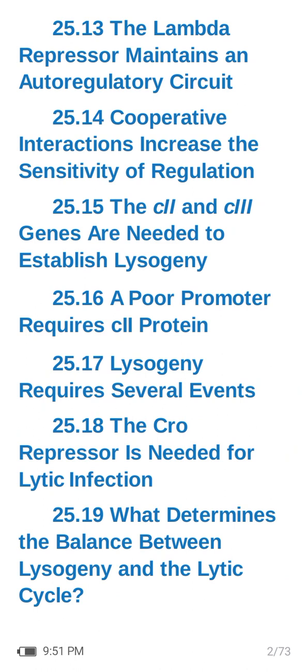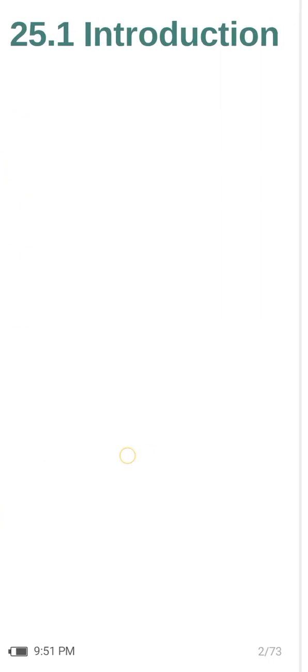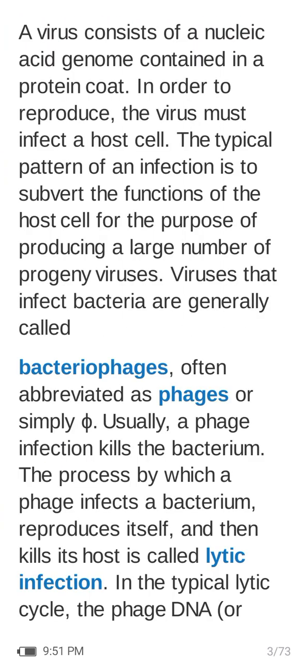The C2 and C3 genes are needed to establish lysogeny. A poor promoter requires C2 protein. Then lysogeny requires several events. The Cro repressor is needed for lytic infection. What determines the balance between lysogeny and lytic cycle? So let's have an introduction about this topic.